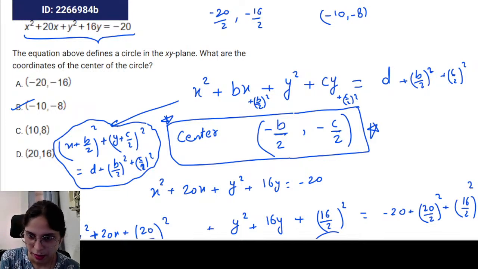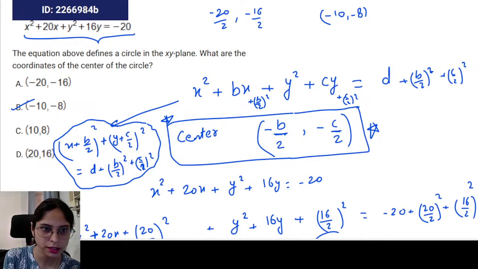Yeah, correct. X plus 10 whole squared plus y plus 8 whole square equals 144. But this particular question, I am telling you the hack because you do not need to complete the square also, because you just want the center. So center is directly going to be negative b over 2 and negative c over 2. B is 20, c is 16. So negative 20 over 2, negative 16 over 2. Alright, that will save some time.